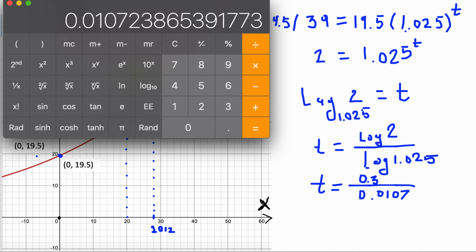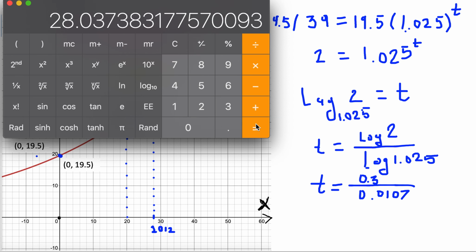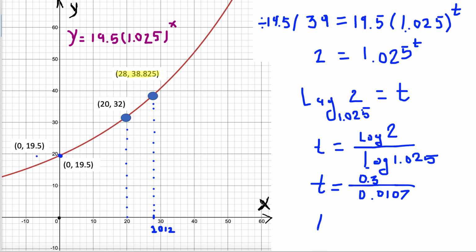And now finally let's calculate everything. 0.3 divided by 0.0107 is equal to 28. So the time when the population of Kenya is going to double from 19.5 million to 39 million is going to take around 28 years. So it's going to take about 28 years.